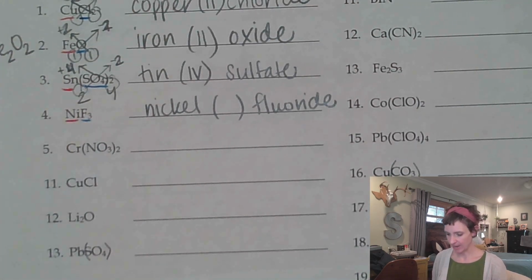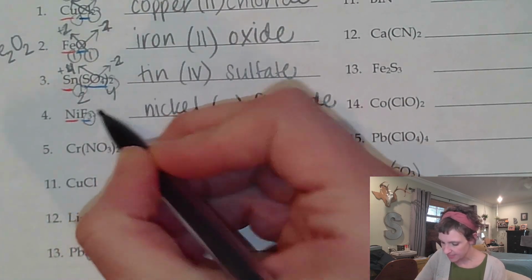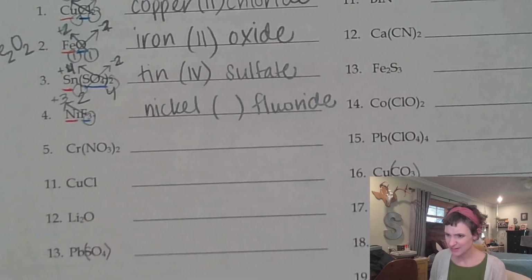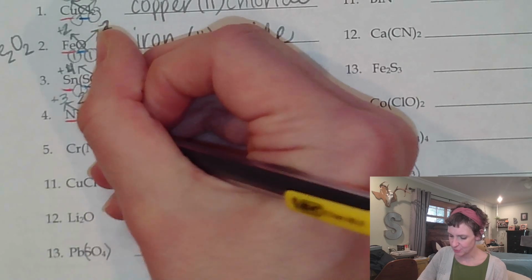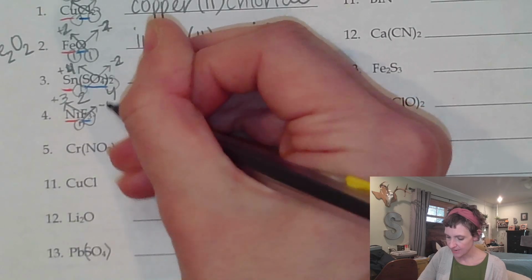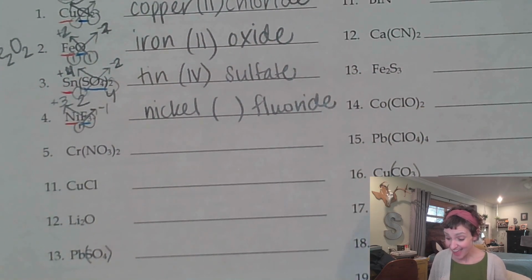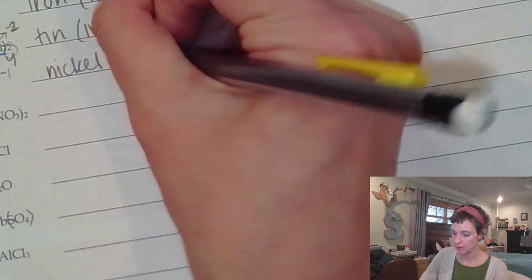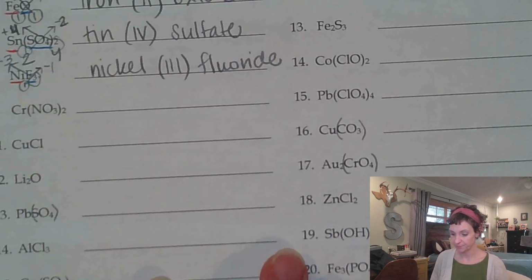Okay, I got to figure out what the nickel's charge was. I'm thinking that 3. Maybe he had a +3. Let's check just to make sure. That would have meant that the fluorine had a -1 charge. I can check that. Yes, okay, not a reduced down ratio. That is a true +3 charge.